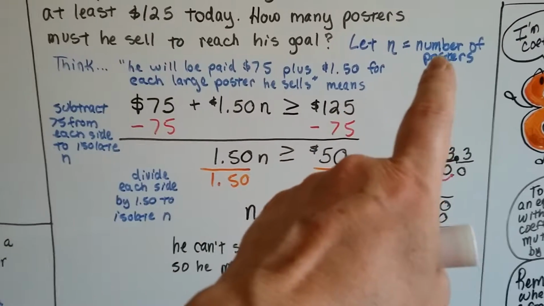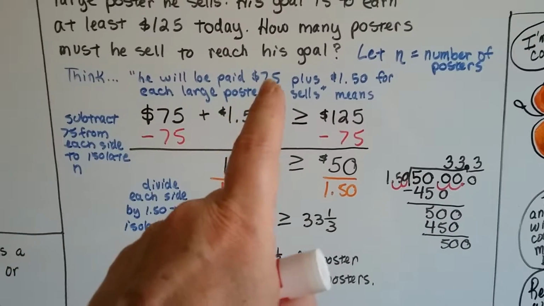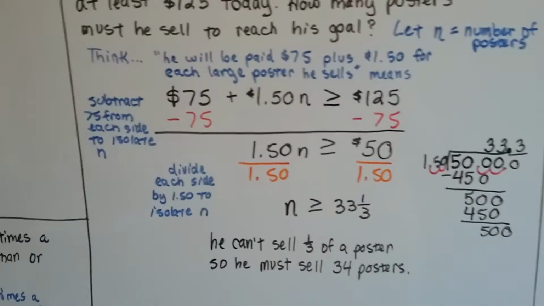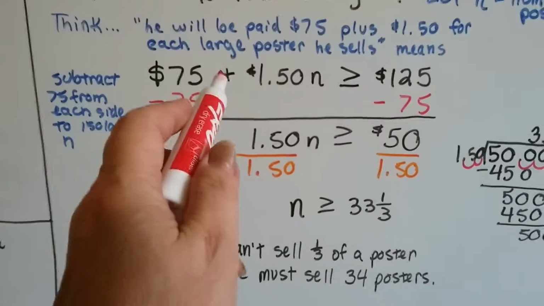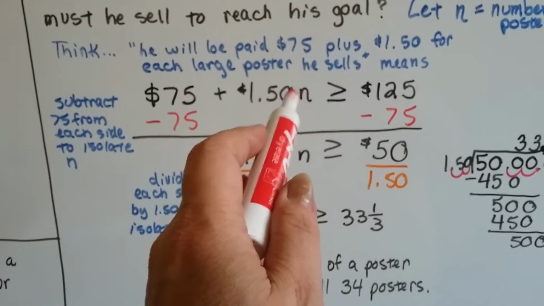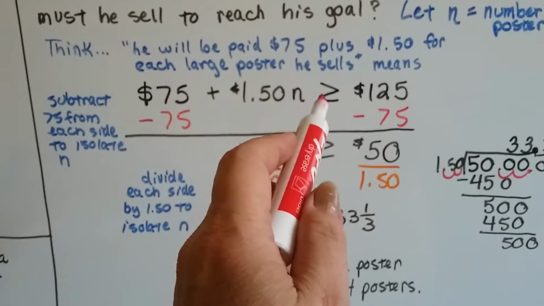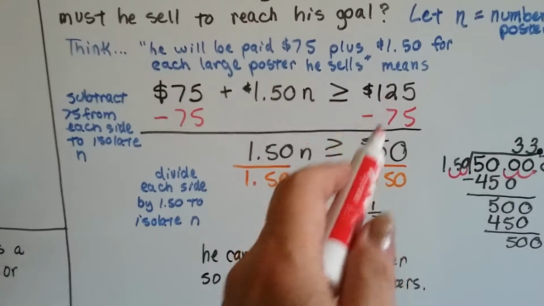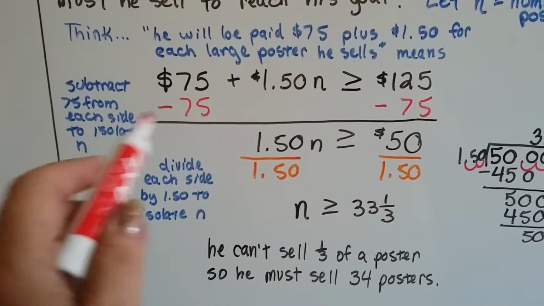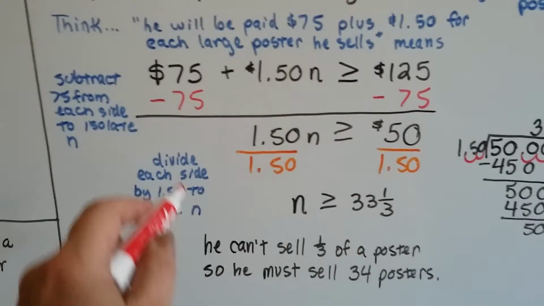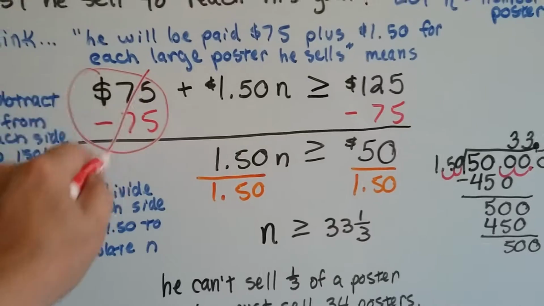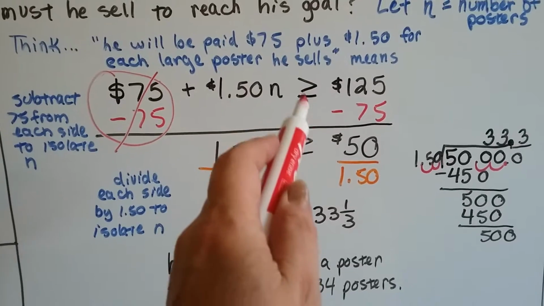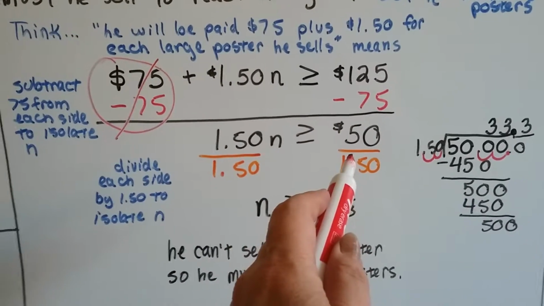So n is going to be the number of posters. So we think he'll be paid $75 and then he's going to be paid $1.50 for each large poster he sells. So then our equation becomes 75 plus $1.50 times the number of posters he sells, n, is greater than or equal to $125 because that's his goal, $125. So all we have to do is subtract 75 from each side because we want to isolate the n, and now this becomes a 0 pair that we can discard. Plus 75 minus 75 is 0. Now we've got $1.50 n is greater than or equal to 50.